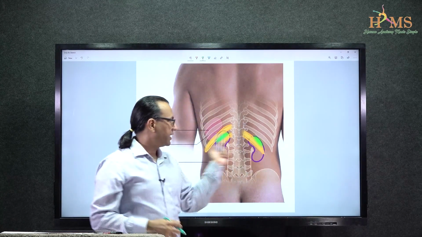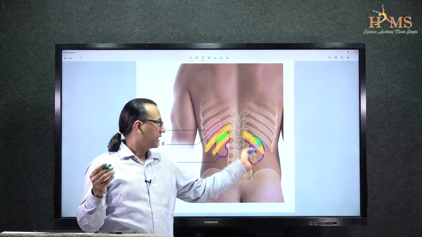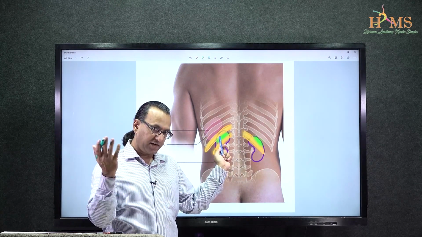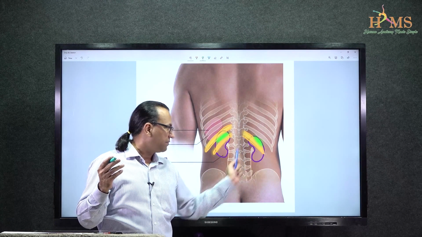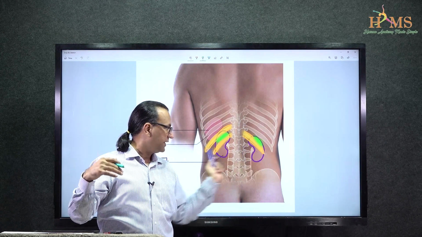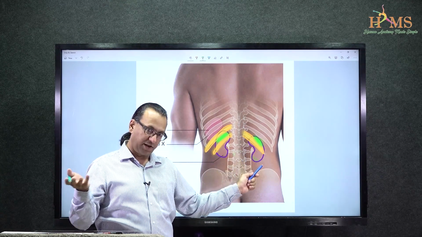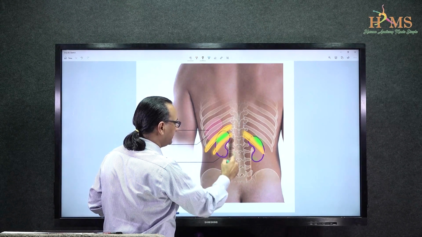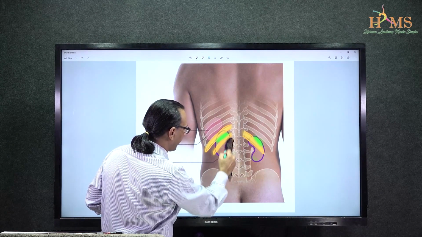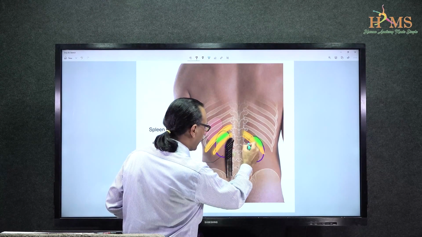So in the posterior relation of both the kidneys will be the diaphragm in the upper part, which takes origin from the lower ribs interiorly. But then there are three muscles related to the kidney posteriorly in the lower region. So what are the three muscles related to both the kidneys posteriorly? Most medially we find the psoas major muscle, taking origin from the lumbar vertebra, and it will be related to the kidneys on either side.